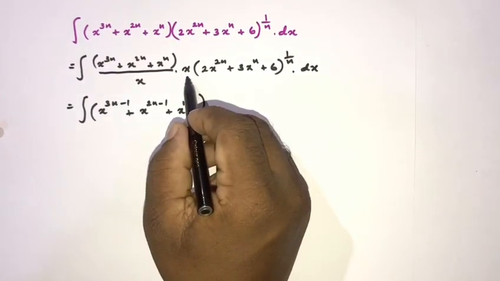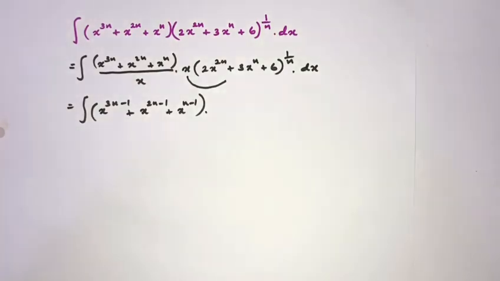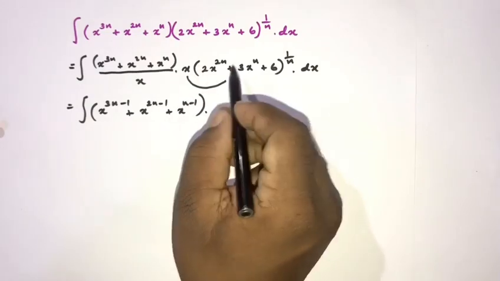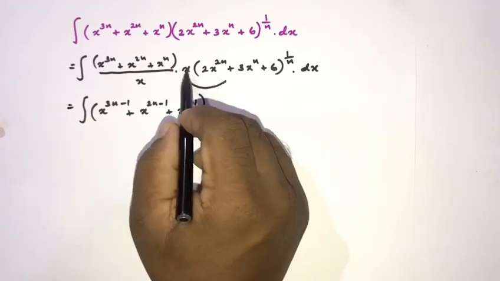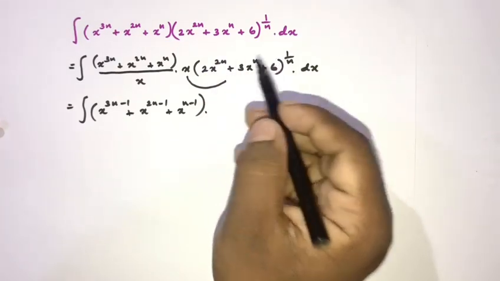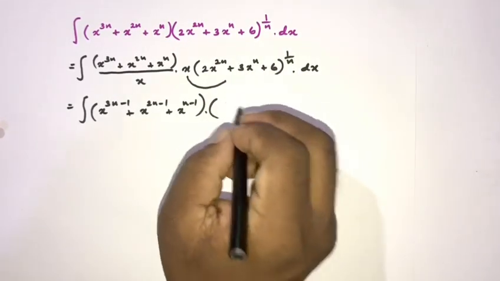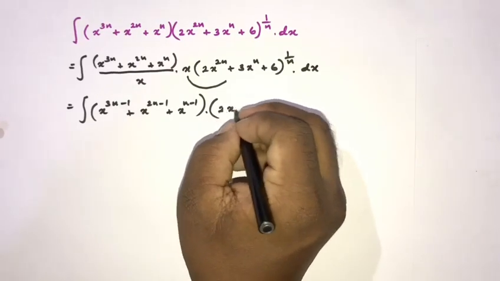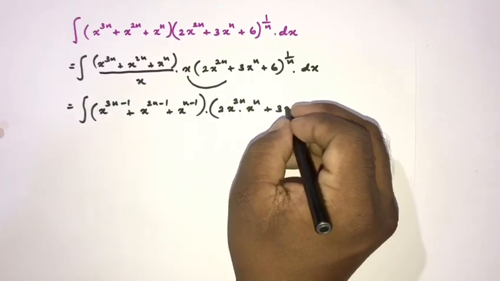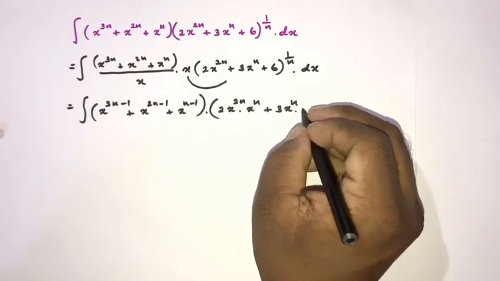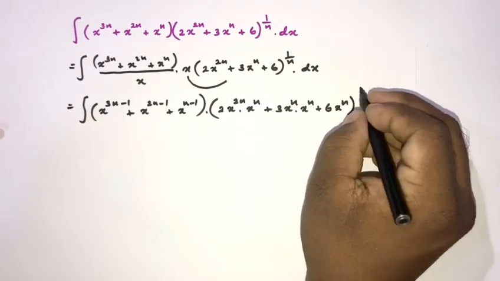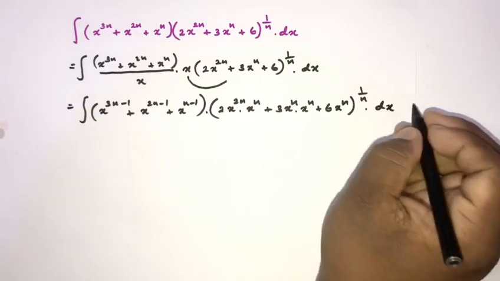Now if we multiply x by x, it means we should multiply the inner terms by x^n, because x^n raised to 1 over n will give x. So here we can write 2 times x^(2n) times x^n plus 3 times x^n times x^n plus 6 times x^n, all raised to the 1 over n power dx.